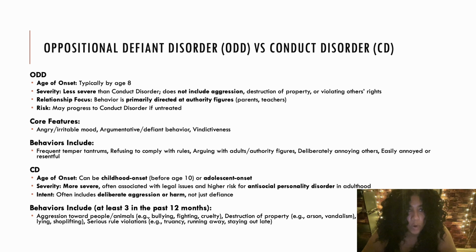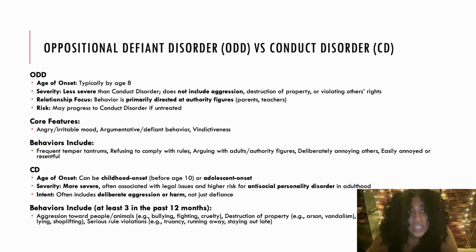Okay, so for these two, oppositional defiant disorder, ODD, versus conduct disorder, which is CD. ODD typically starts at the age of 8, right? ODD does not include aggression, destruction of property, or violating the rights of others. When you get a vignette that does not include that in there, then 9 times out of 10, it's not ODD, it's going to be CD, right?